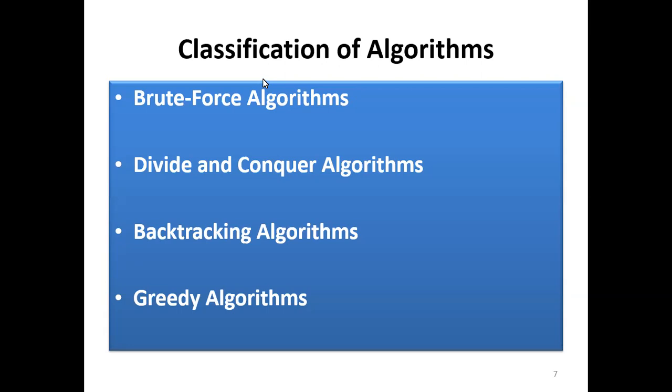Then the next one is the divide and conquer algorithm. This algorithm works by recursively breaking down a problem into two or more sub-problems. The idea is that it keeps breaking down the problem into smaller units until it becomes simple enough to be resolved directly. That's the approach the divide and conquer algorithm takes. A good example of this is the sorting algorithm and the binary search algorithm.